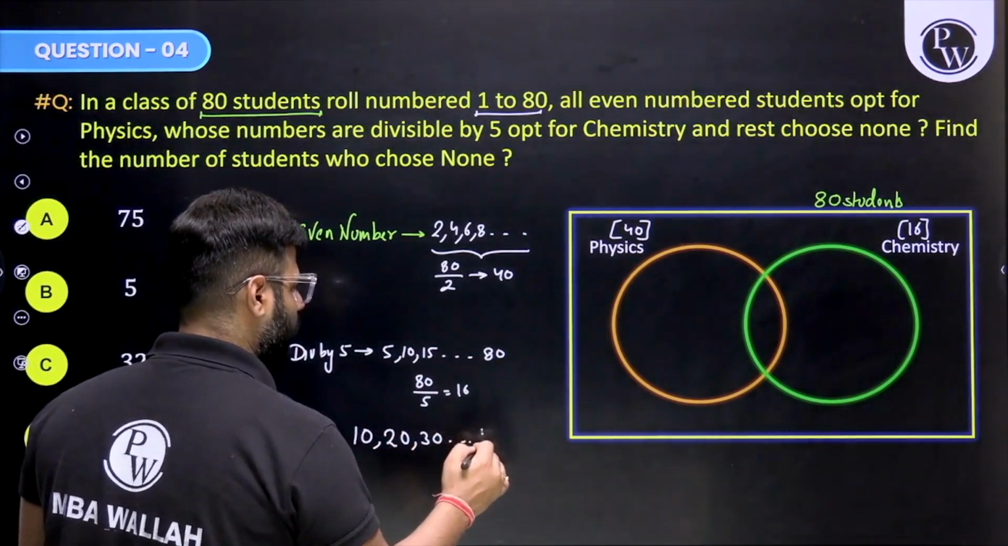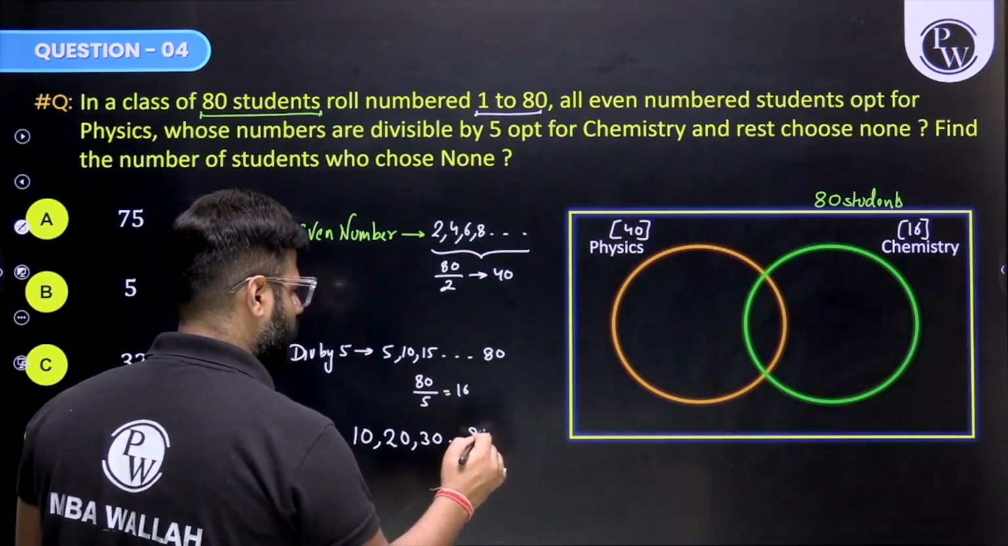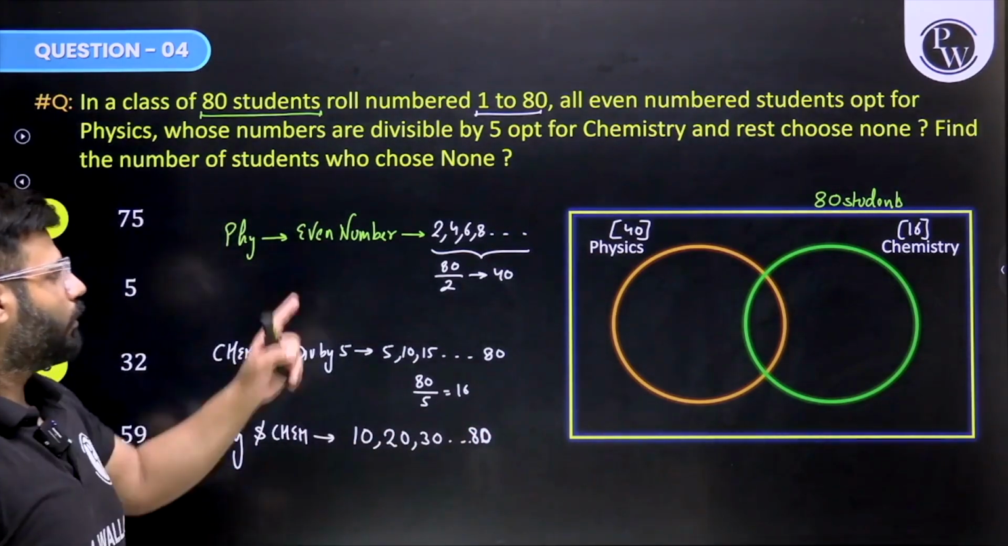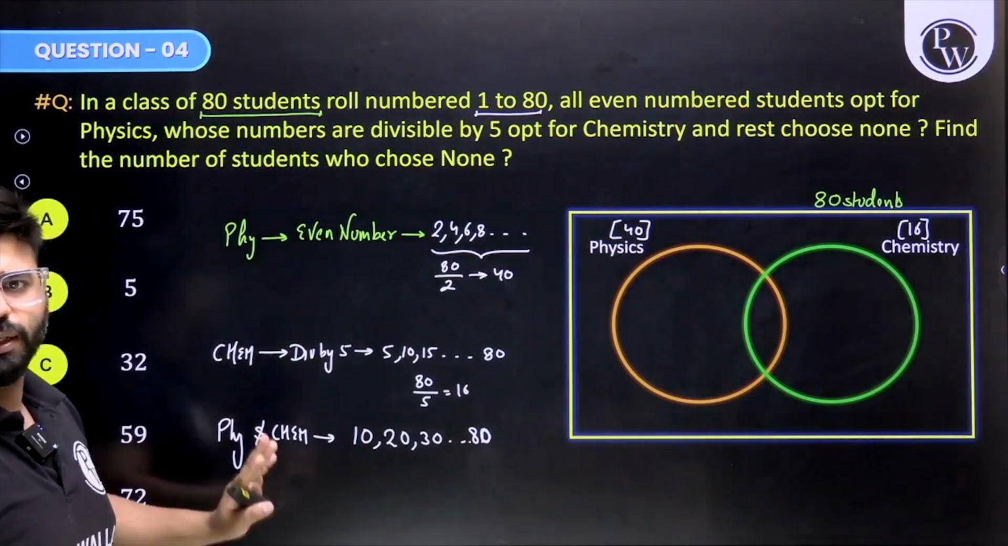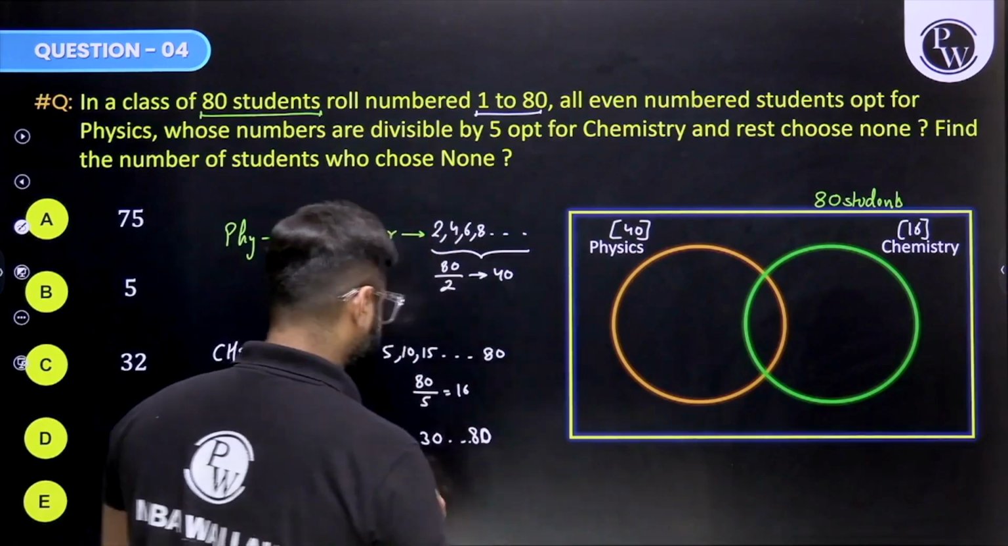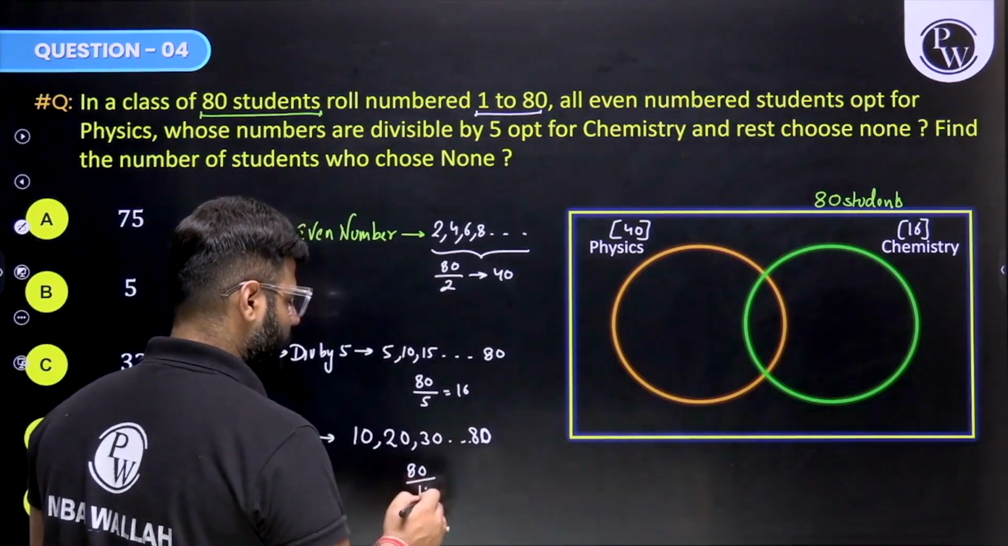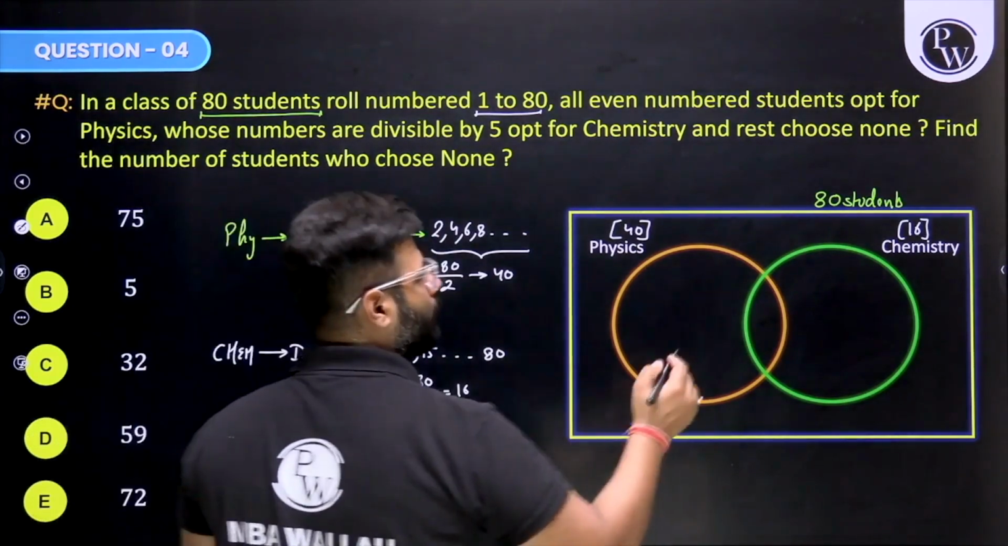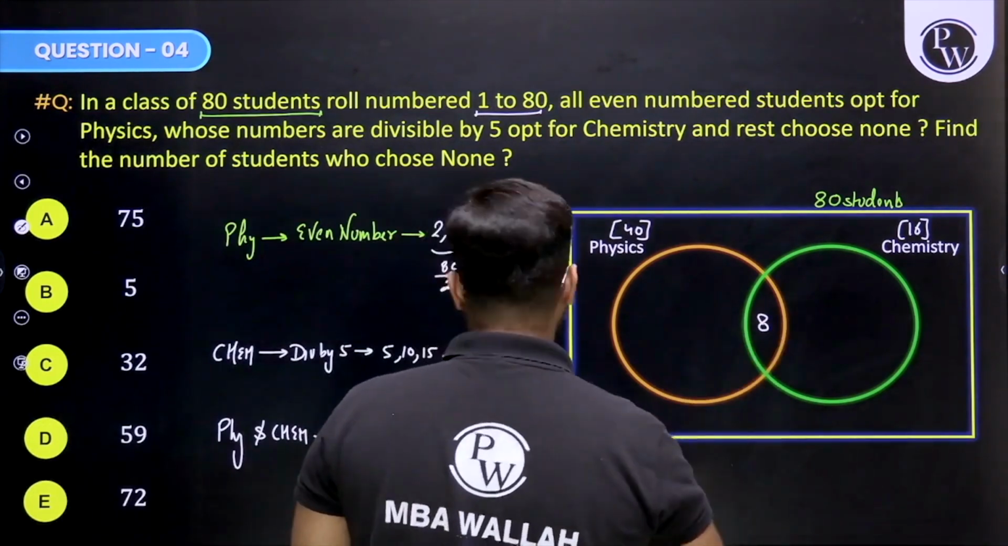So either way, you will reach this part. These are the available options. Multiples of 10: divisible by 2, divisible by 5, 2 times 5 is 10, divisible by 10. Simple, keep it simple. So 80 by 10, that is 8, right? The multiples of 10 in 80 are 8. So that means this region is 8.